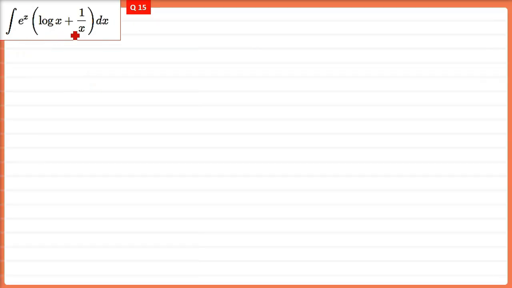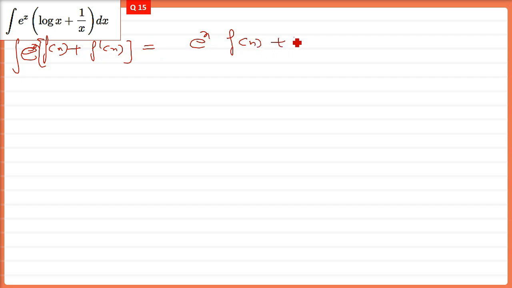Now this, e raised x log x plus 1 by x, is a very straightforward question because log x, if you take as f x, f dash x is directly 1 by x, because differentiation of log x is 1 by x. So you can directly apply the formula here. e raised x f x plus f dash x, it is matching. So e raised x f x plus c will be the answer. And f x in this case is log x, which is quite evident when you see this. So e raised x log x plus constant of integration. But if this question needs more explanation, then we'll follow the rules which we have been doing up till now.